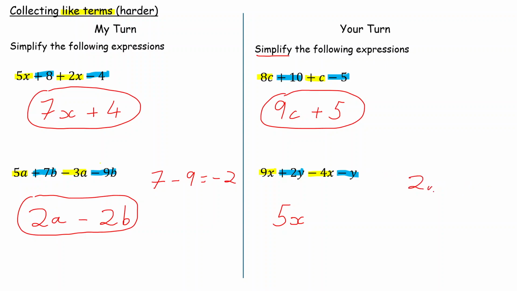So 2y take away 1y gives you, well, 2 take away 1 is 1, so 1y, and it's positive, so it's going to give you plus 1y, which you just write as y. Okay, so 5x add y is your answer there. If you got those correct, well done, particularly with the signs. Okay, very, very important that we're careful with those.